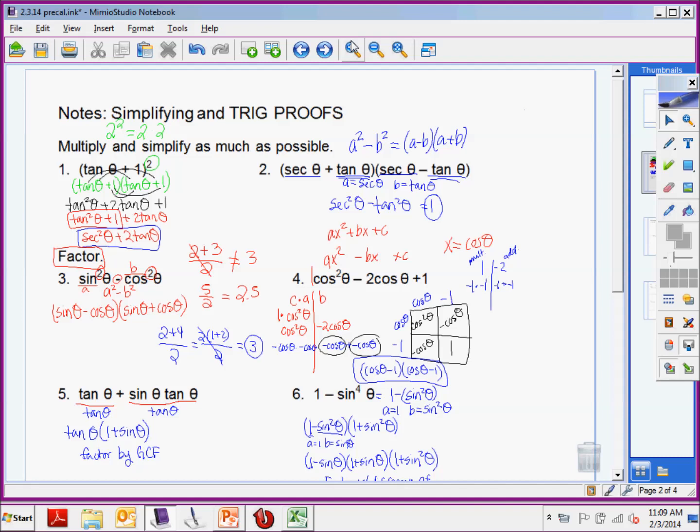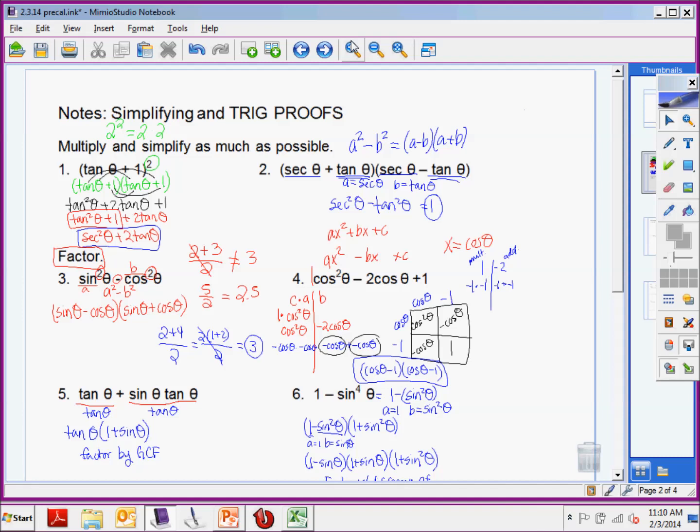After you FOIL or use the box method, you need to see if you can identify some type of identity within it. Like on number 1, we identified tan squared theta plus 1, which is another way of saying secant squared theta. So when we simplify, we got secant squared theta plus 2 tan theta.